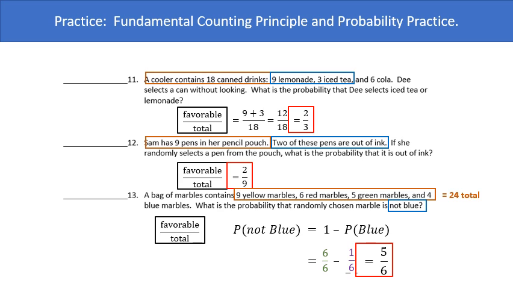Does that make sense? Okay, those 3 examples were examples of what we call theoretical probability. The probability based on what should happen. We know the total, we know the number of favorable outcomes.